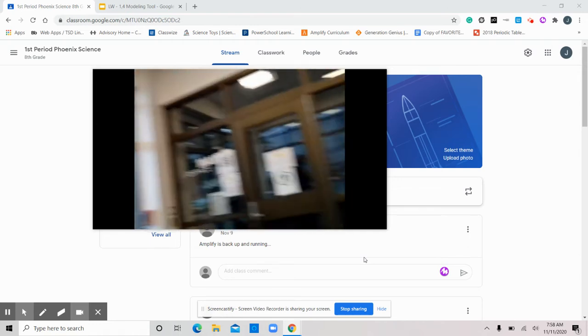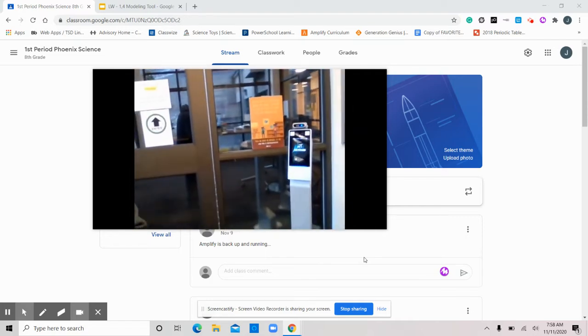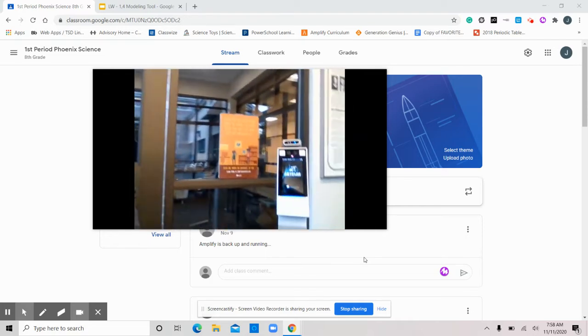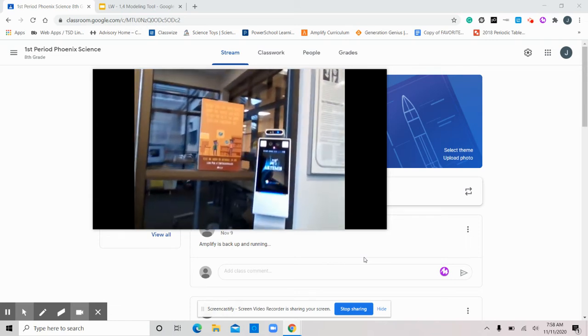And so today I wanted to start off just by showing you some new additions to the school. These are, I guess you would say, thermal scanners, right? And so when I go over and I stick my, let's see if I can.